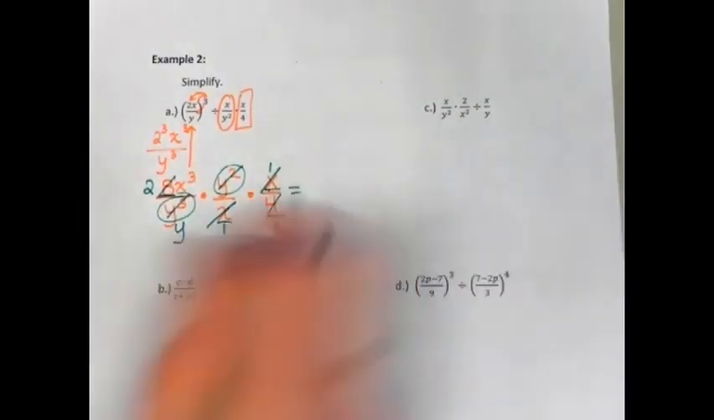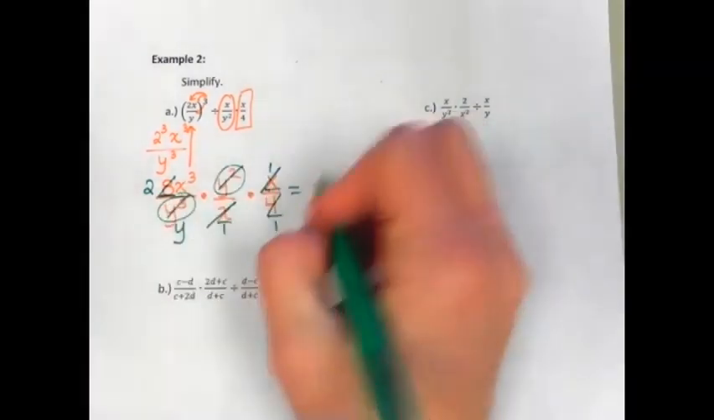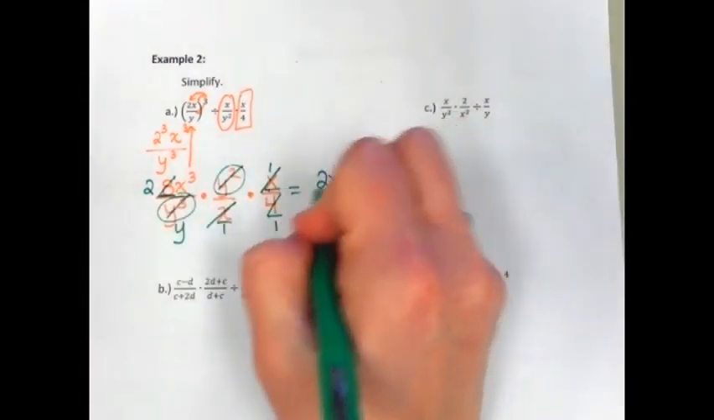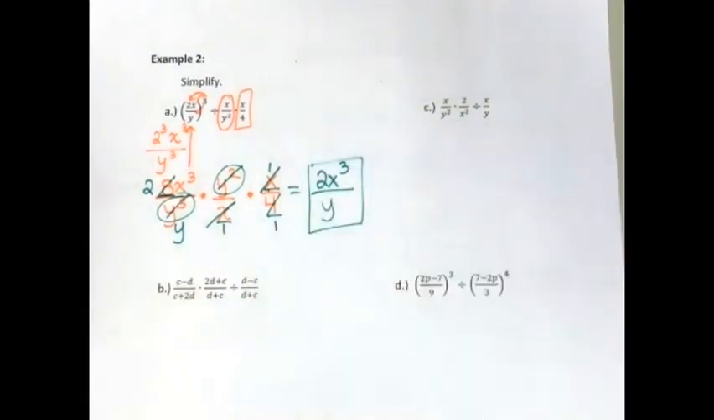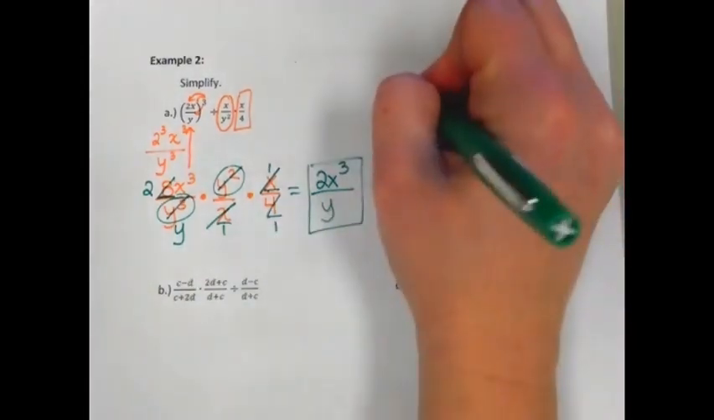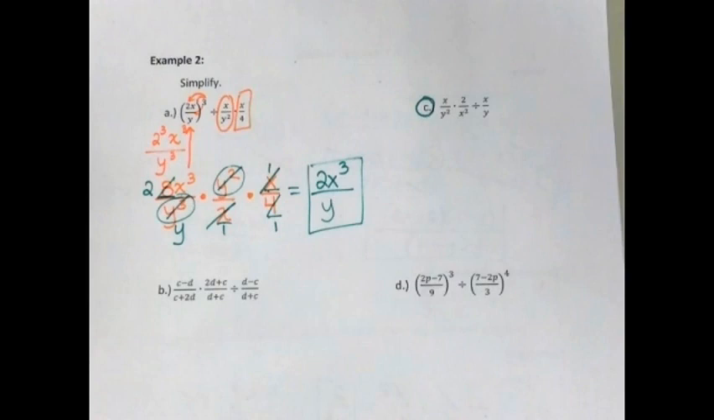Yeah, so what are we left with in the numerator? Ooh, I see a 2x cubed. And what is left in my denominator? Just the y. And there you go. Right, go ahead and do C on your own here. Go ahead and do C on your own.